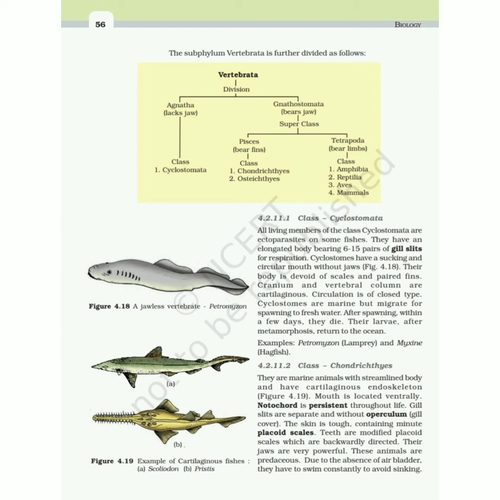Vertebrata division. Agnatha, lacks jaw, class 1. Cyclostomata. Gnathostomata, bears jaw, superclass Pisces, bear fins, Tetrapoda, bear limbs. Class 1. Amphibia, 2. Reptilia, 3. Aves, 4. Mammals. Class 1. Chondrichthyes, 2. Osteichthyes. The subphylum Vertebrata is further divided as follows.